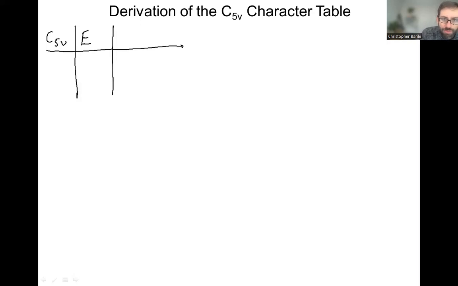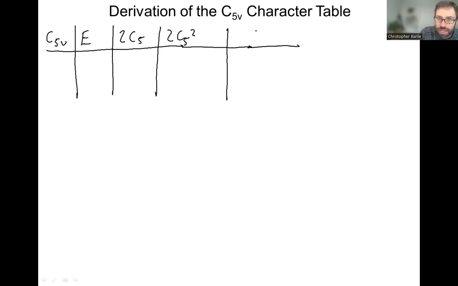We're going to have our 2C5 class. We're going to have our 2C5 squared class. And lastly, we have our 5 sigma v class. And over here, I'll leave room for functions that we might want to evaluate.